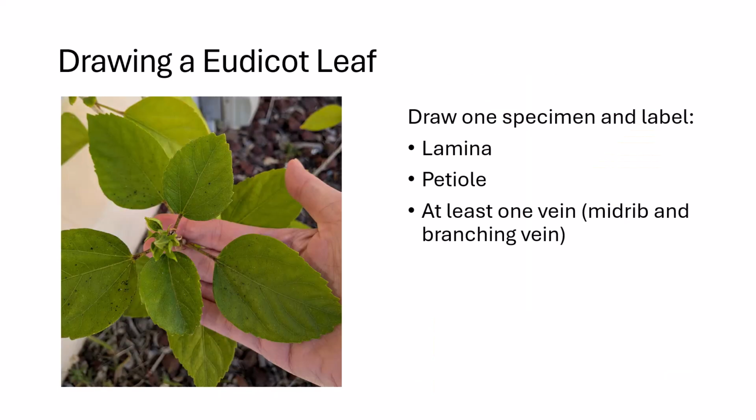Let's reinforce some of these concepts. First, you will draw a eudicot leaf. At this point, you don't need to classify it. Be sure to label the lamina, the petiole, and at least one vein showing the reticulate pattern. Focus on accuracy of structure rather than artistic detail. Pause the video to make your drawing.